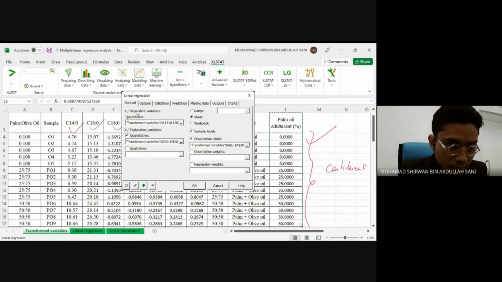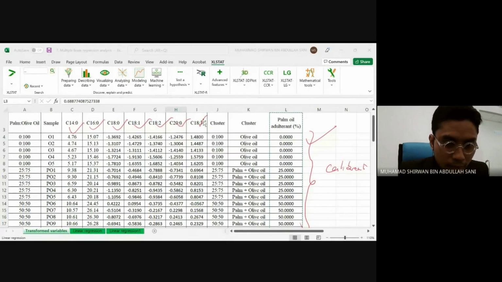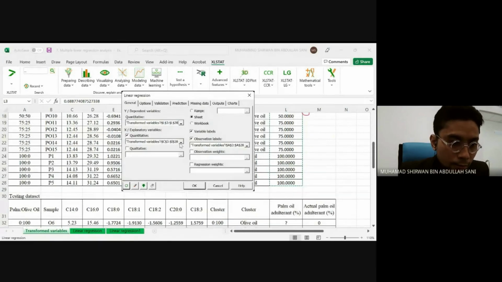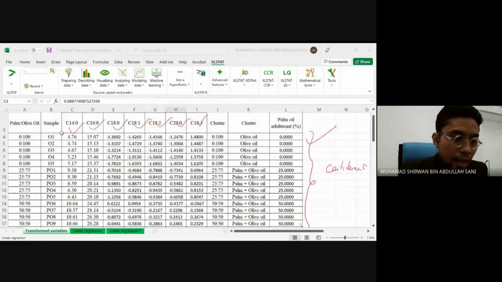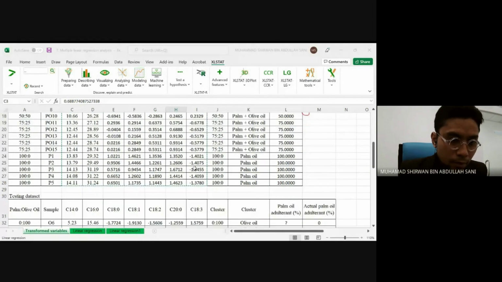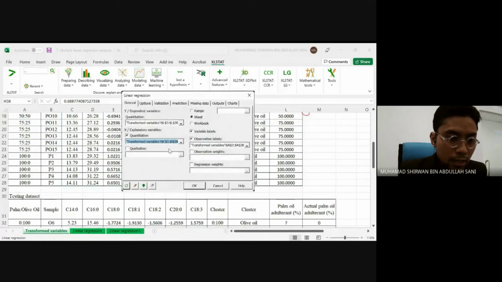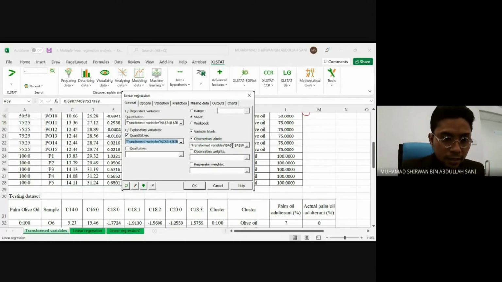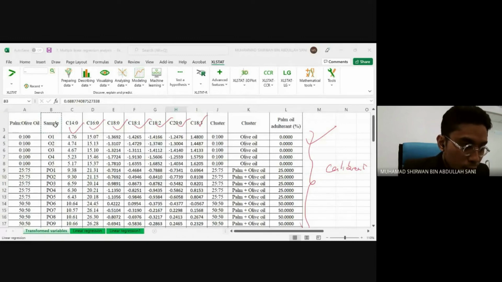Okay. General, this one is a similar step. Click palm oil adulterant until the lowest concentration. For X, in training data set, go C14 to C18, drag down to the last sample. Click sheet, click variable labels, click observation labels box as well. And then for this one, choose your sample. Sorry, you have to choose the sample name.